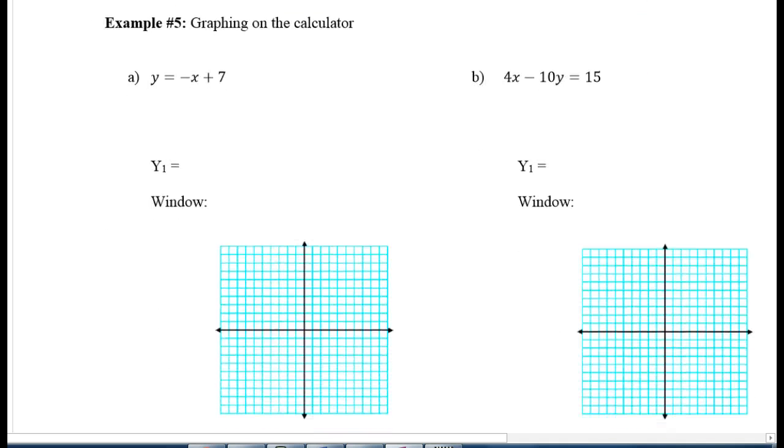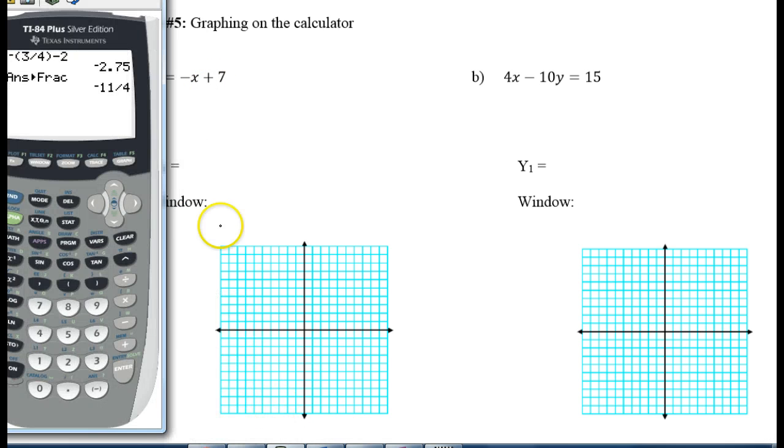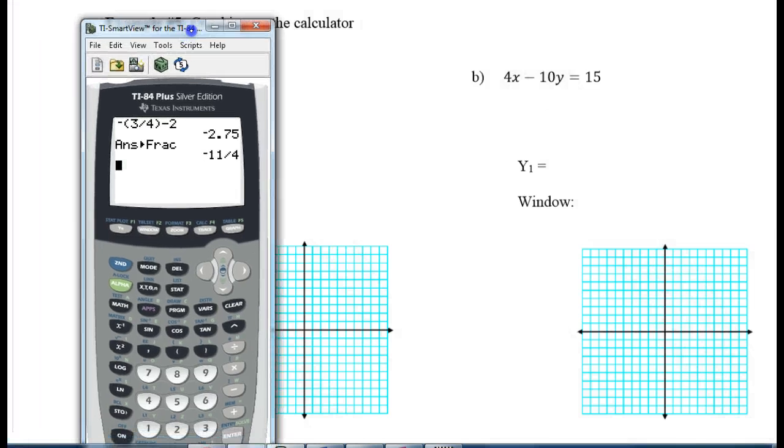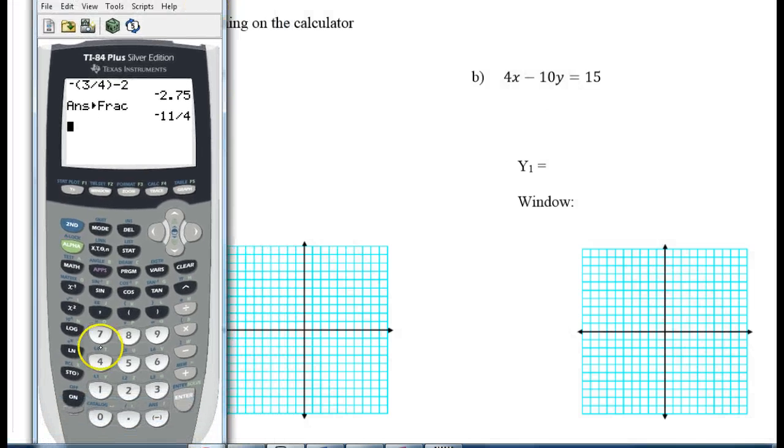And then the last thing that we're going to talk about is graphing on the calculator. So when I have y equals negative x plus 7, when I see y1, that's because if I go to my calculator and I go to y equals, it says y1, my first y equation. So I can type in negative x plus 7. And I always like to start with hitting zoom and then 6, which is standard, which just gives me a 10 by 10 grid, which is what we have here.